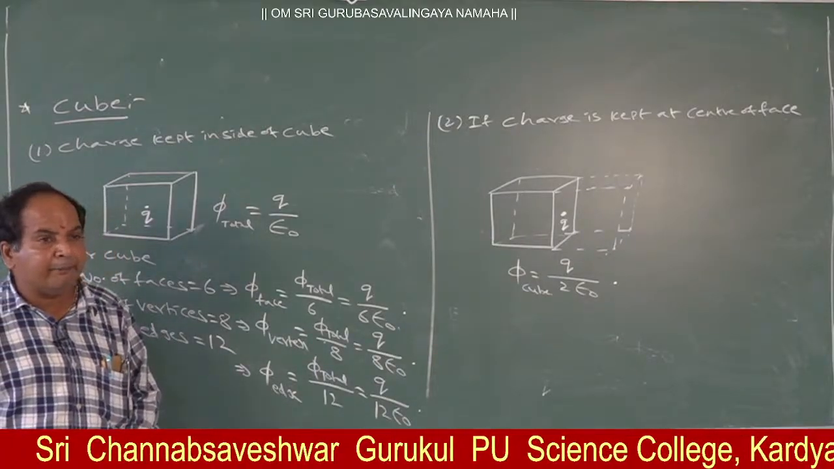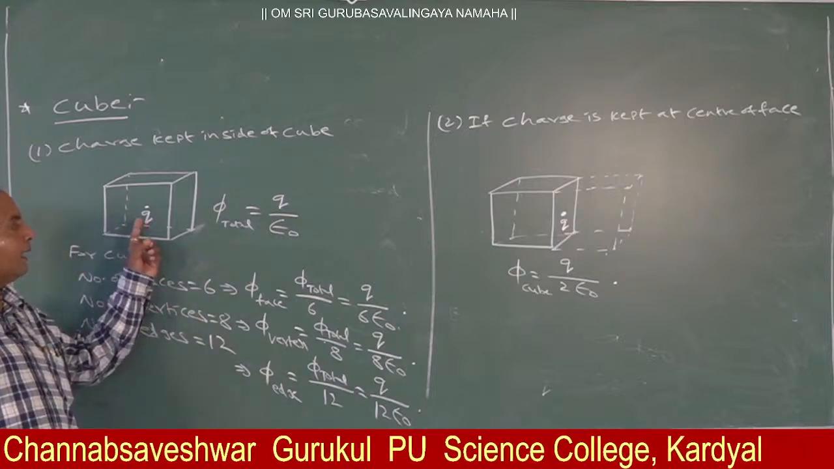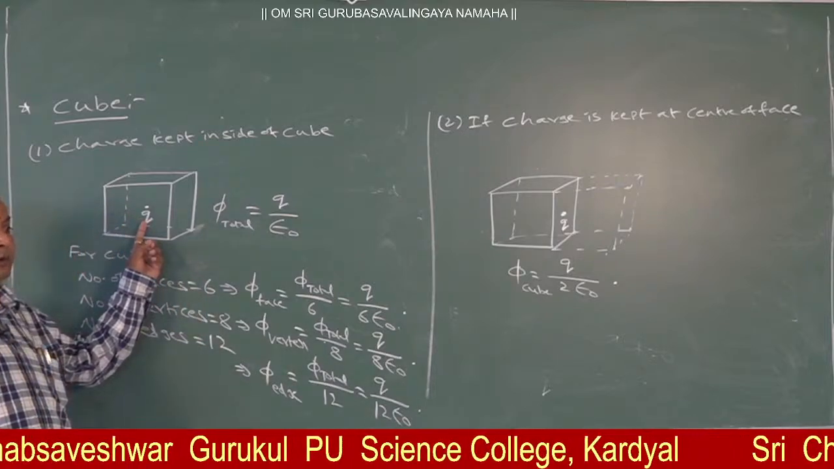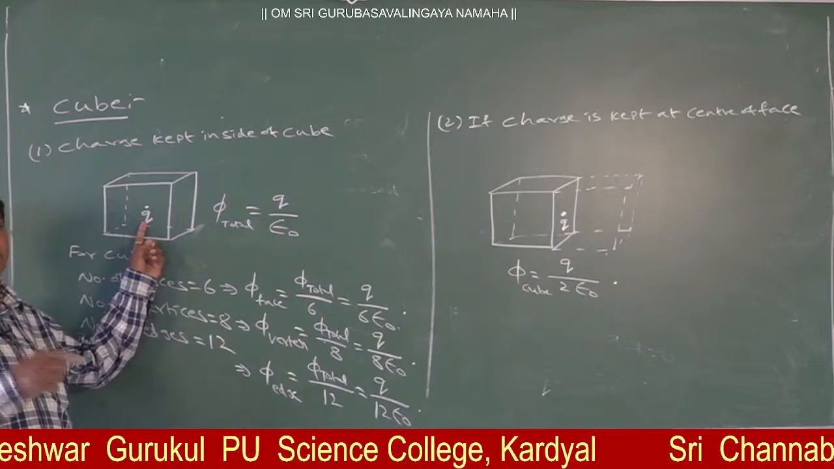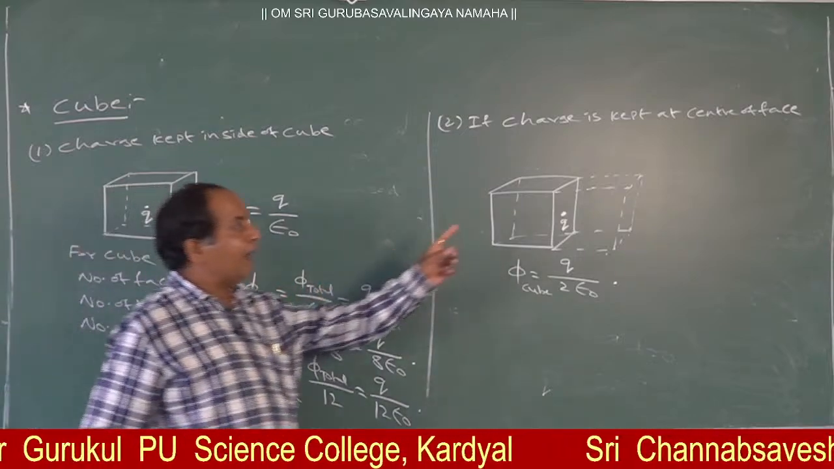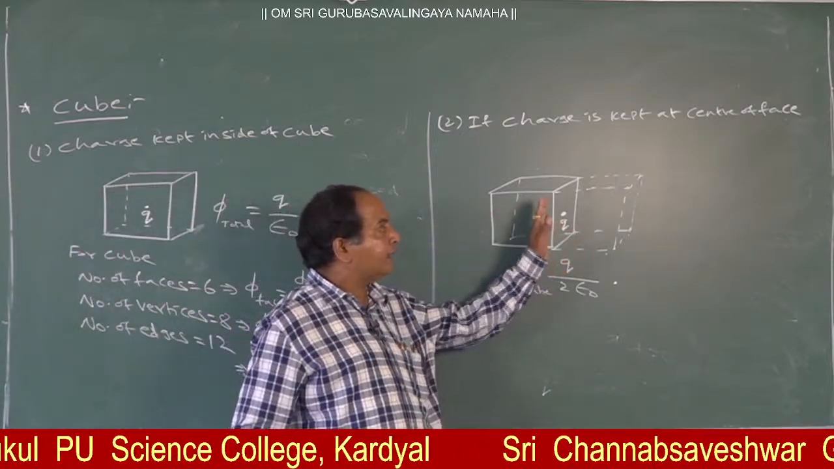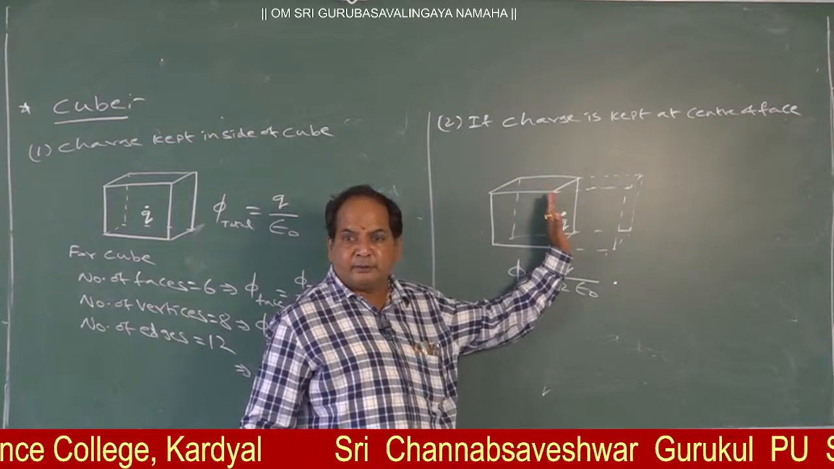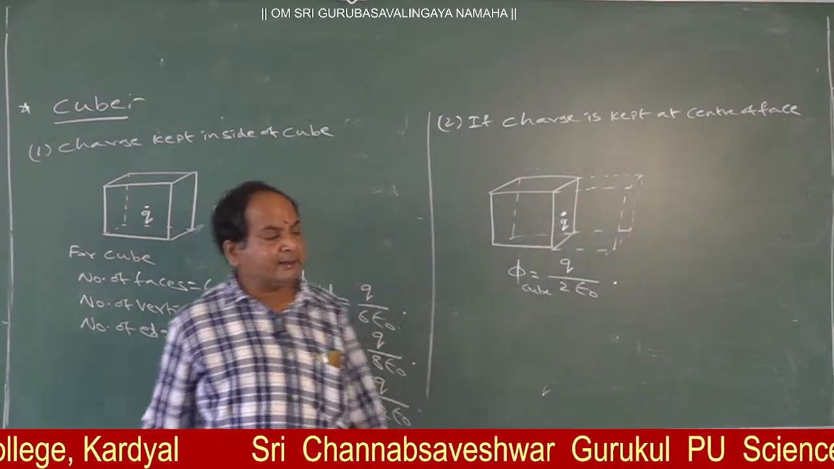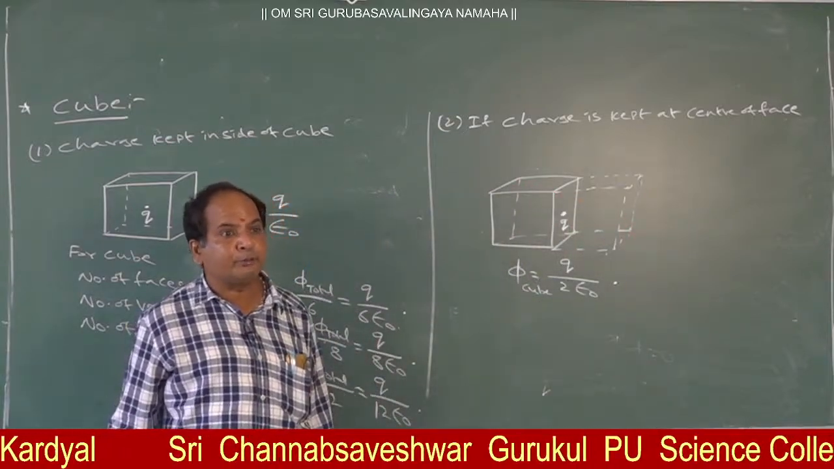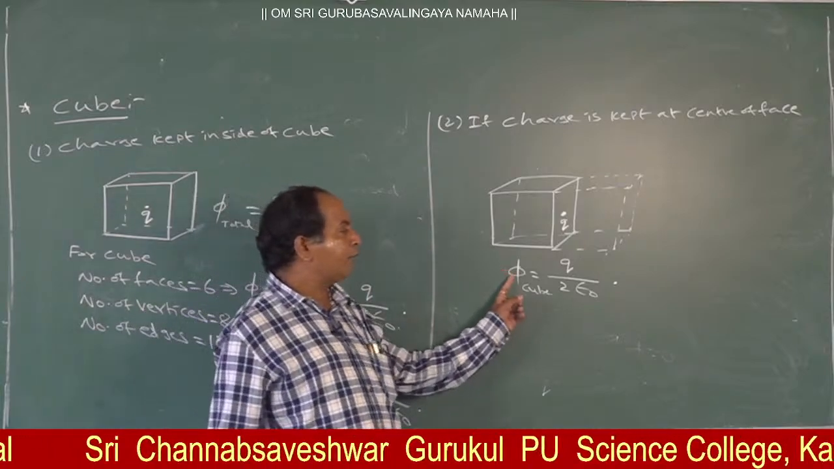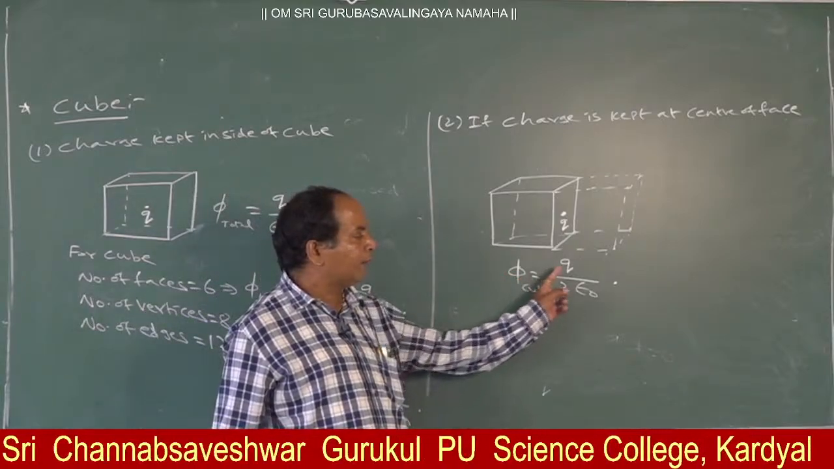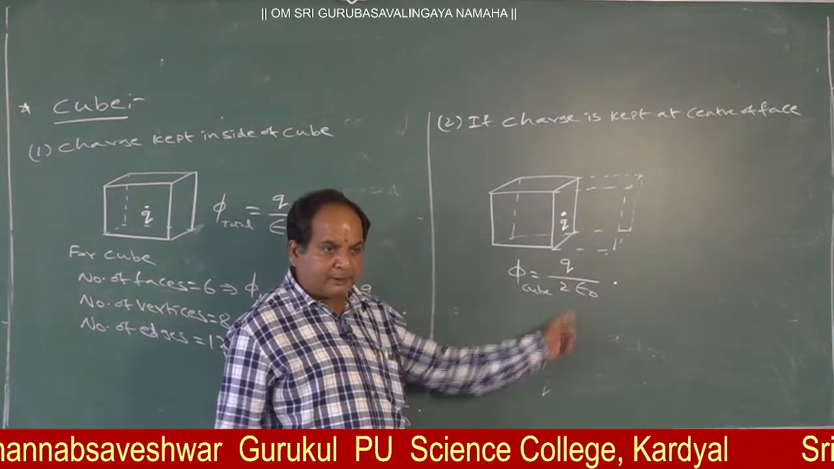How did 2 come? Earlier, for charge Q, the total flux was shared by itself only. But now the flux of charge Q is half passing through this cube and half passing through the other cube. That means it is shared by 2 cubes. So we may write phi due to each cube is equal to Q by 2 epsilon naught.